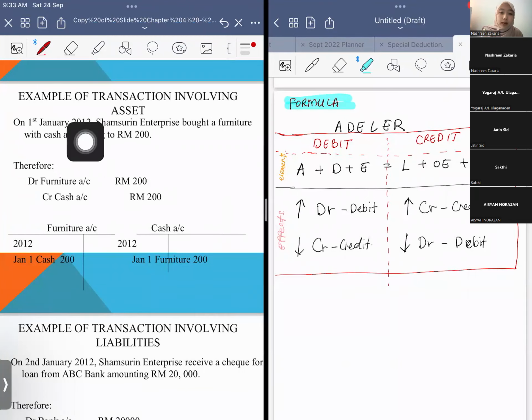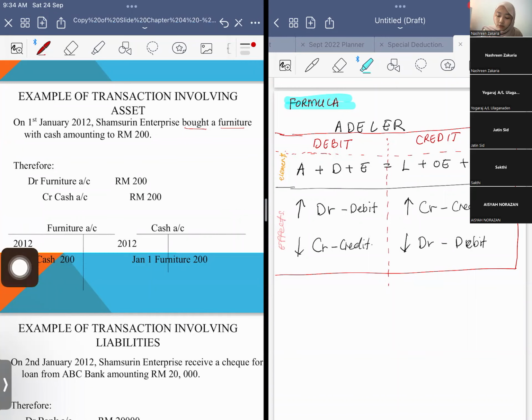Okay, if you remember, I told you just now that every transaction will have two effects. So you need to identify what the two effects are. The first effect is, remember, Shamsuddin is the business. He bought a new furniture with cash. So we already know that we have two accounts here that are affected.